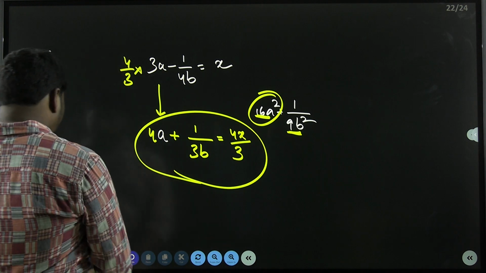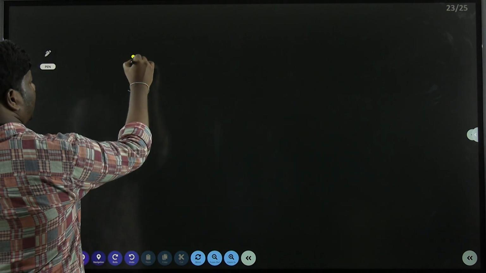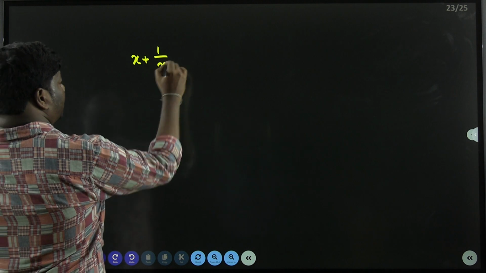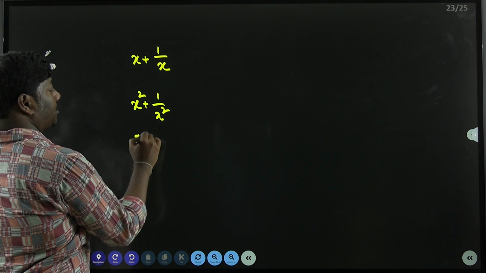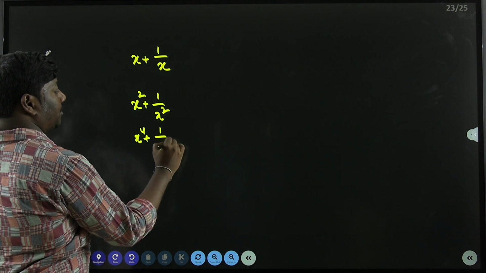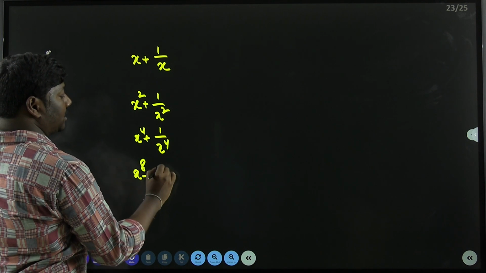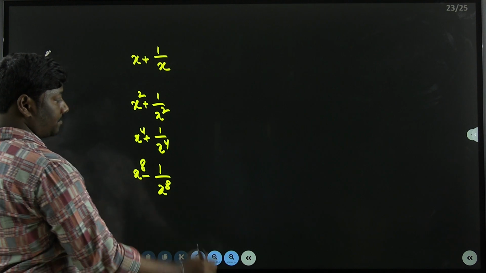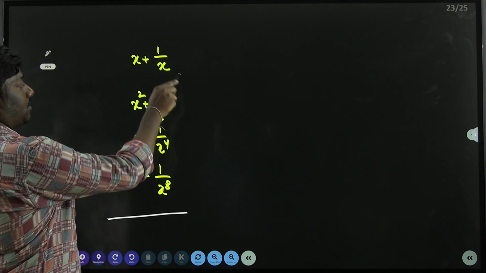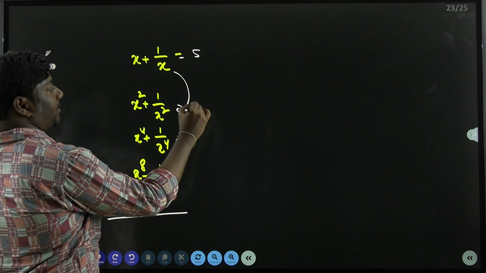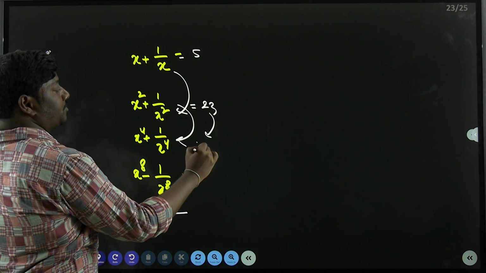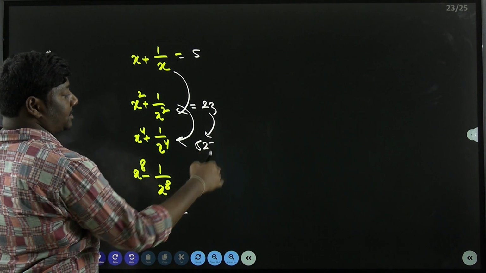The very important thing in algebra is x plus 1 by x they are giving you. They are asking you x square plus 1 by x square, x to the power of 4 plus 1 by x to the power of 4, x to the power of 8 plus 1 by x to the power of 8. So you need to square and minus 2, square and minus 2. Suppose it is 5, we know it is square minus 2, which means 23, square minus 2 means 529 minus 2 is 527.